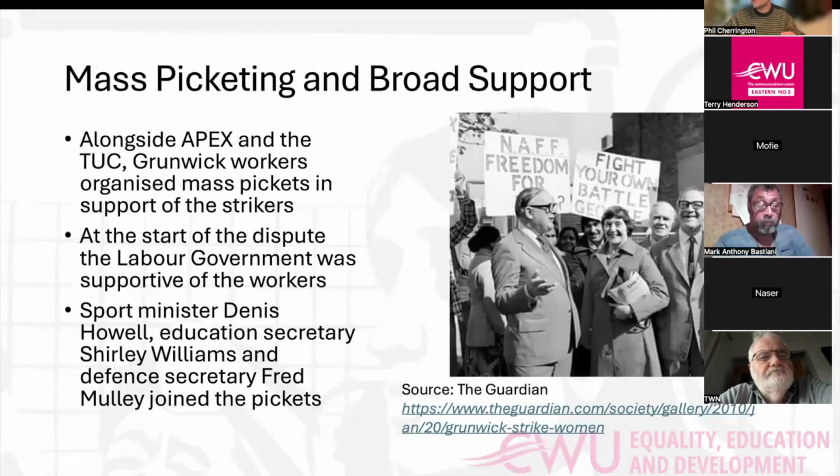And at the start of the dispute, the Labour government, which was also supportive of the workers, here we've got Sports Minister Dennis Howell on the left, Shirley Williams, who was Education Secretary, and Fred Mulley, who was Defence Secretary, joining. So a good section of the Labour cabinet were engaged on the picket lines with them at the beginning.